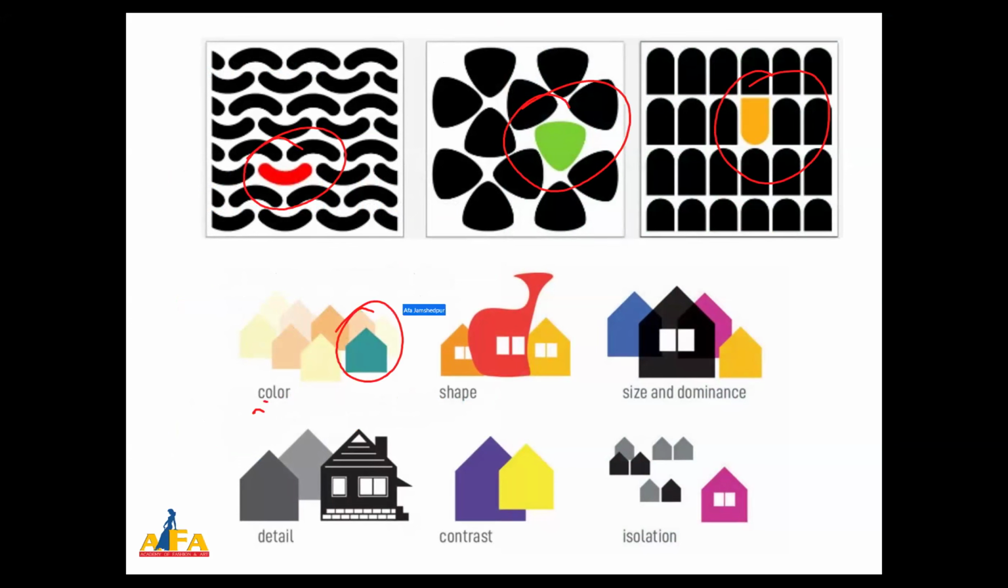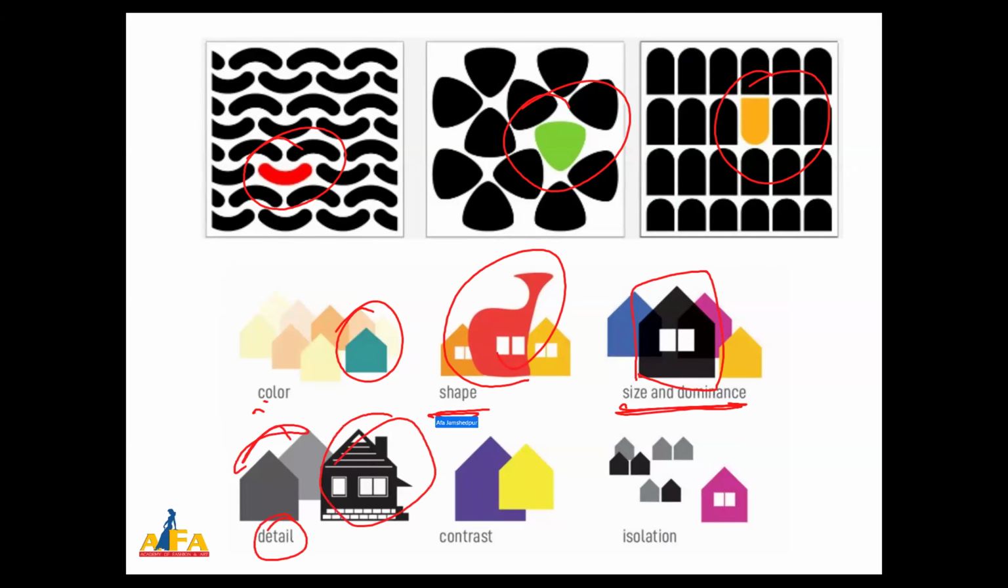Color. See how color is catching your attention. Shape. Same structure में how this shape is catching your attention. Size and dominance. How this black house is catching your attention. Detailing, सब कुछ same है, but this is different, how it is catching your attention. This is contrast of color and size, whatever you can say. Isolation, पूरी भीड़ में आप कैसे अलग हो गए? So this is contrast of isolation.